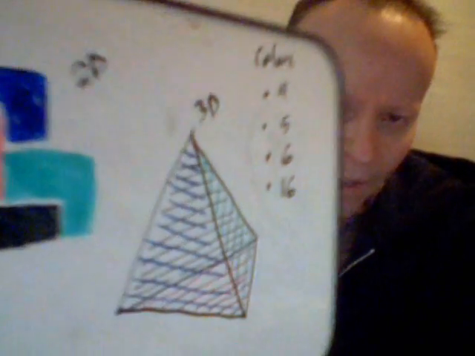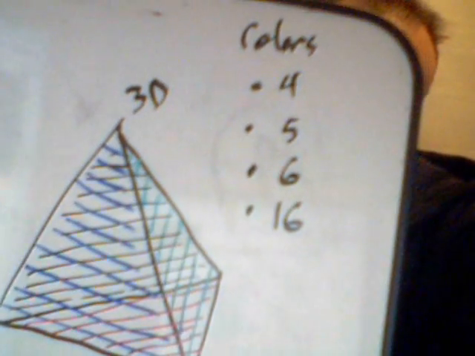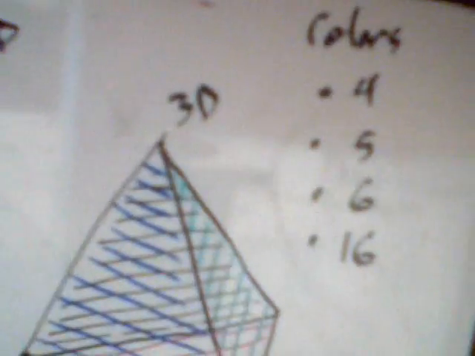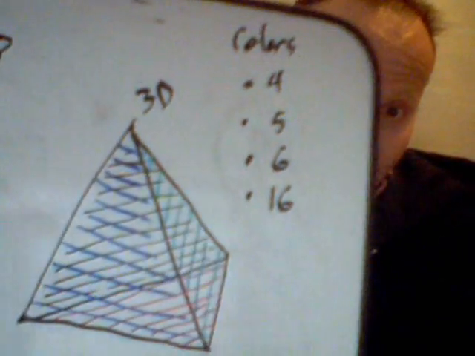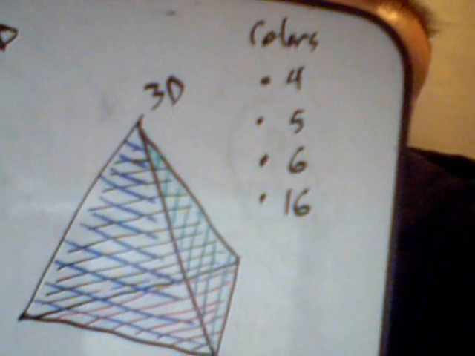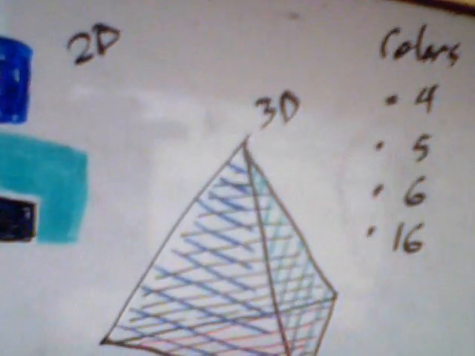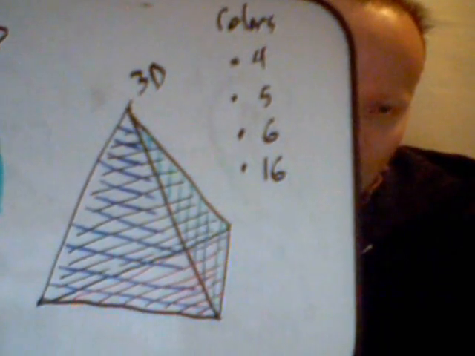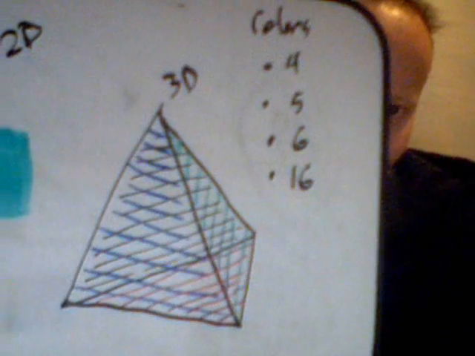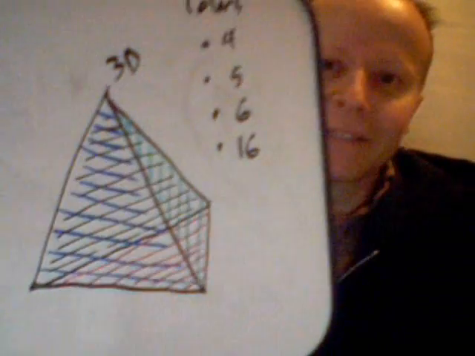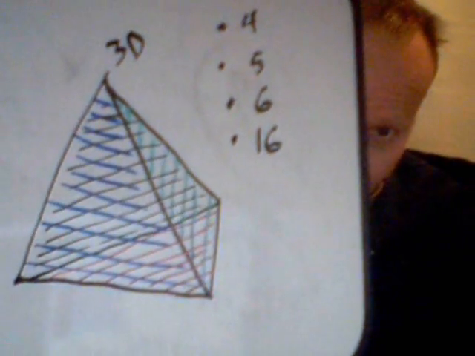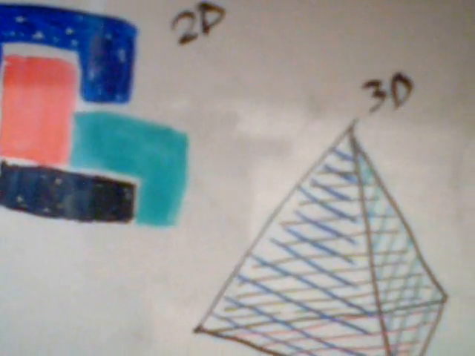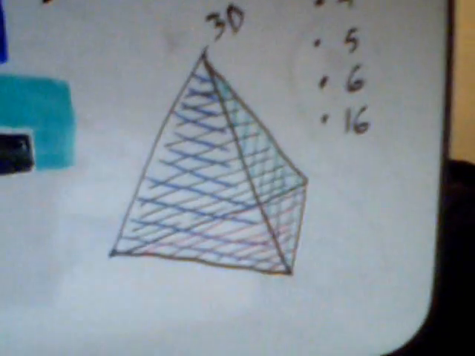Now, I have some options here. 4, because for 2 dimensions you need 4. Maybe it's the same thing for 3 dimensions. The other thing is, well, if for 2 dimensions you need 4, then maybe for 3 you just need 2 more, because 2 plus 2 is 4, and 3 plus 2 is 5. Maybe you just need 2 more colors than you have dimensions. The other possibility is 6, because if you needed 4 colors for 2 dimensions, that's 2 times 2. Maybe you just need 6 colors for 3 dimensions.